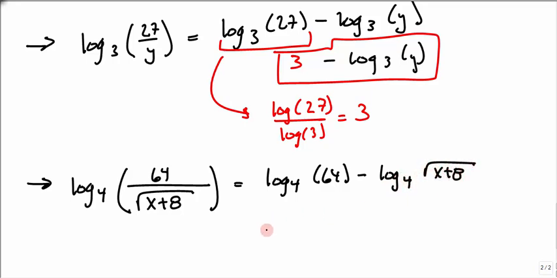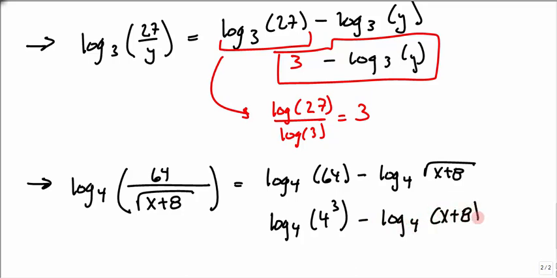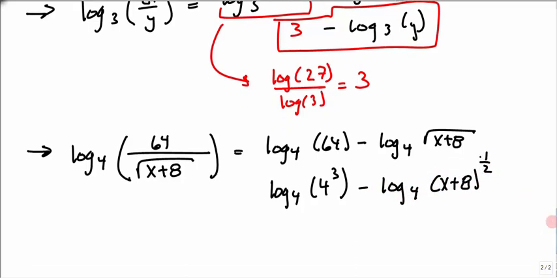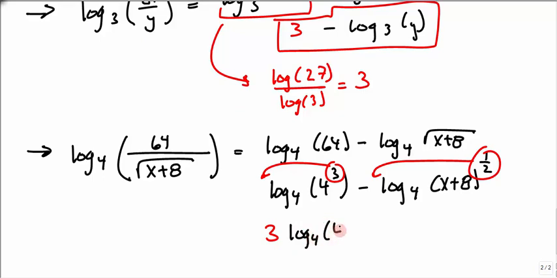Now one thing that we want to remember here, and I'll show you another way to look at this as well. 64, okay, 4 times 4 is 16, 16 times 4 is 64. So I could rewrite that as 4 cubed if I wanted. And again, you can simplify that by working with your calculator. The square root of x plus 8 means the quantity x plus 8 to the 1/2. And then what I can do is I can pop the 1/2 out front, I can pop the 3 out front, and I'll be left with 3 log base 4 of 4 minus 1/2 log base 4 of x plus 8.